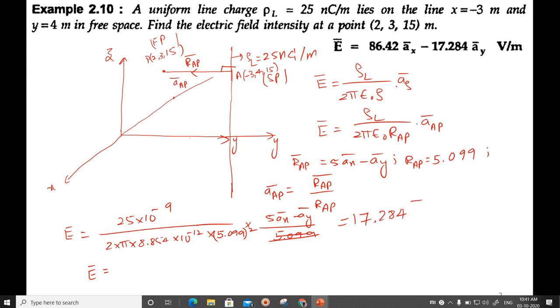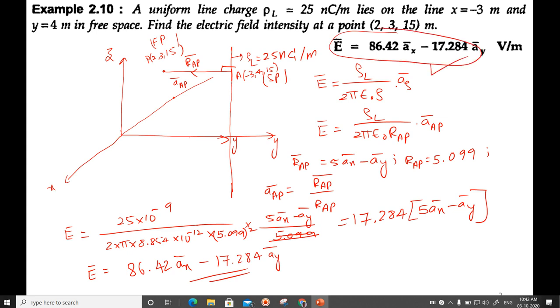17.284 into 5ax minus ay. So multiply 17.284 into 5. So I am getting it as 86.42 ax, then multiply with y, that is 17.284 ay. Right? Yes, luckily textbook answer is matching. It's correct here. Okay, I hope you understood.